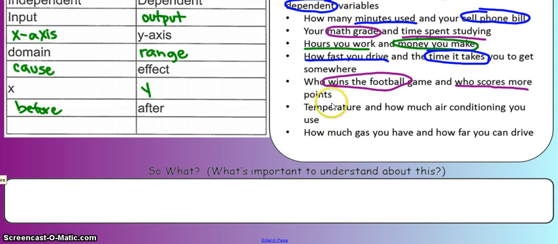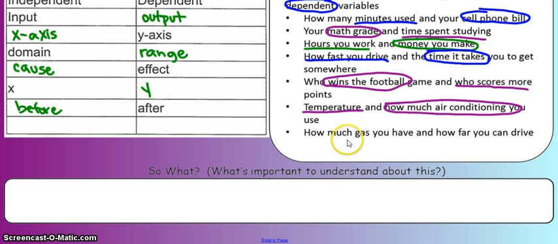Alright. Then we have our temperature and how much air conditioning you use. Alright, so if I use a ton of air conditioning on me, does that say that temperature you have to be hot, it has to be sunny out? No. Usually because it's hot out, we then use how much air conditioning we need.